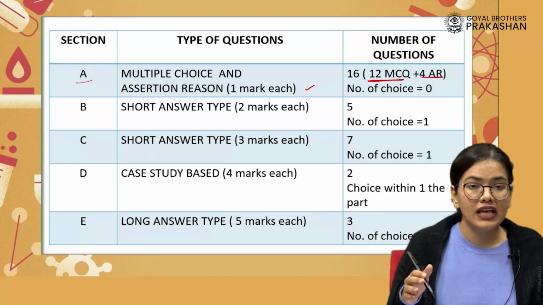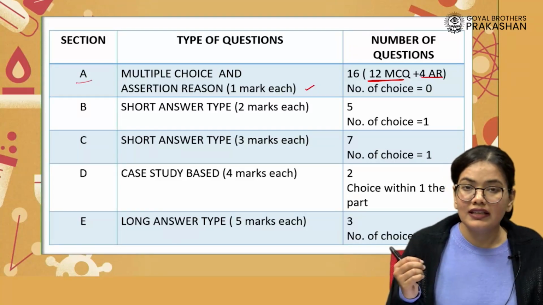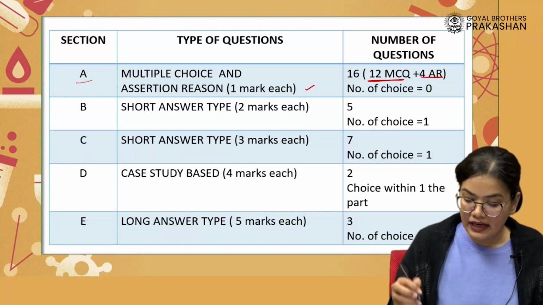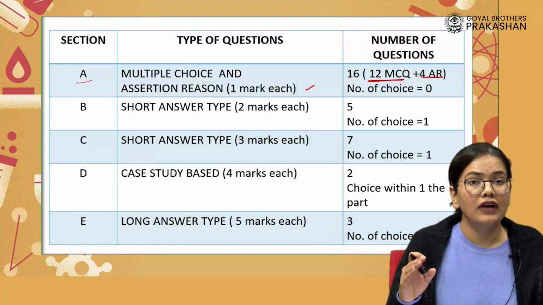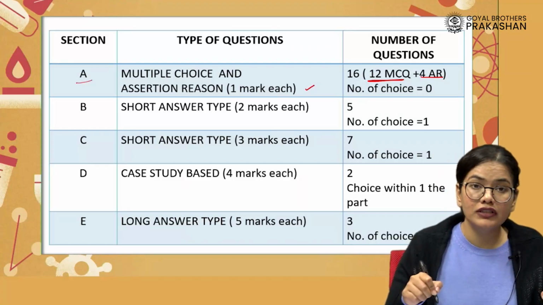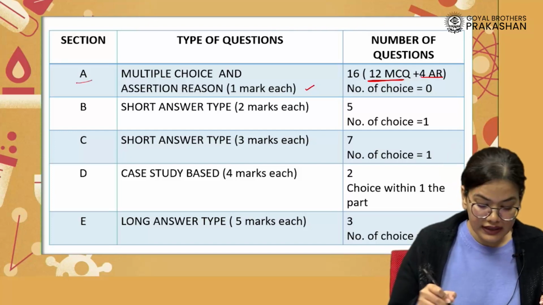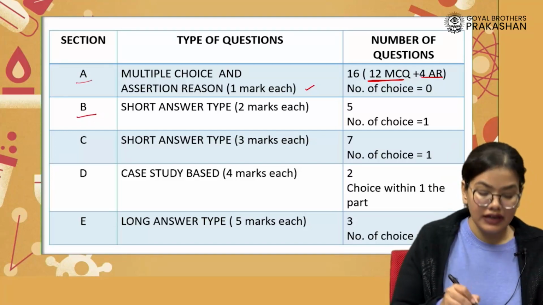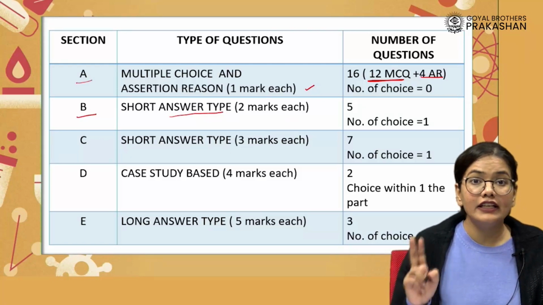False. Option D is assertion is false, reason is correct. Okay, so all these 4 options will be there, and you will be having 4 assertion reason based questions. You have to pick and choose the correct option, and your multiple choice question and your assertion reason question is 1 mark each. Then section B, it will have short answer type question, and each question will carry 2 marks.